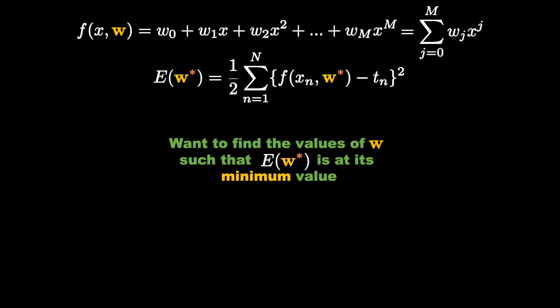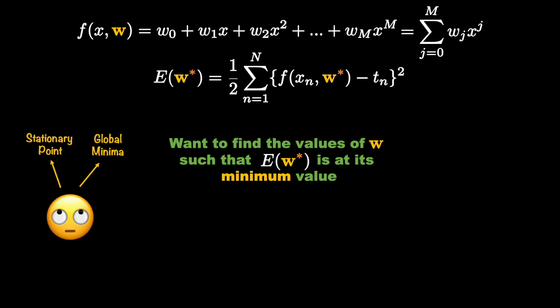Reason for that is because we want to find the values of W that gives the lowest possible values of the total error. In calculus speak, it amounts to finding a stationary point or a minima, ideally a global minima, and essentially it entails taking a derivative or a gradient of the function, and then we equate it to 0 and finally solve that equation.